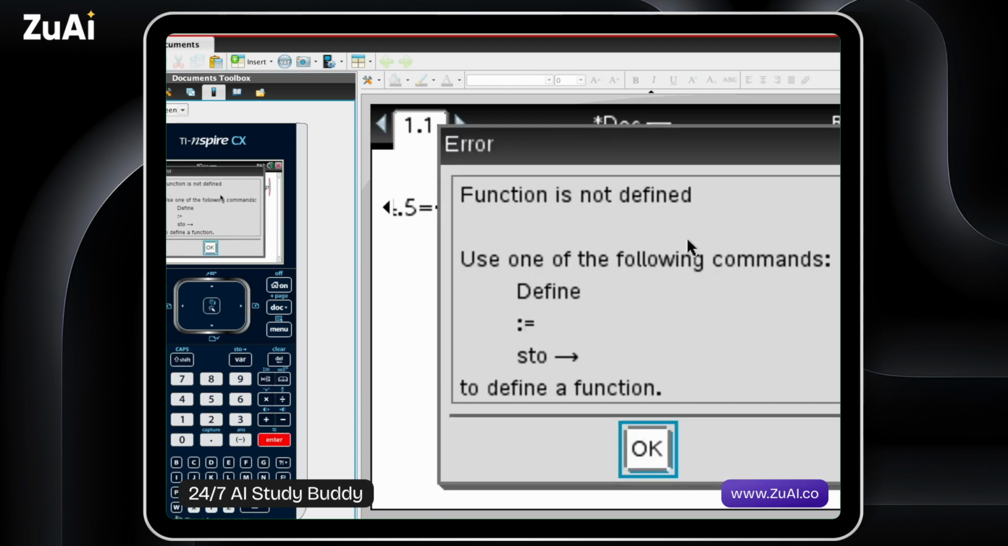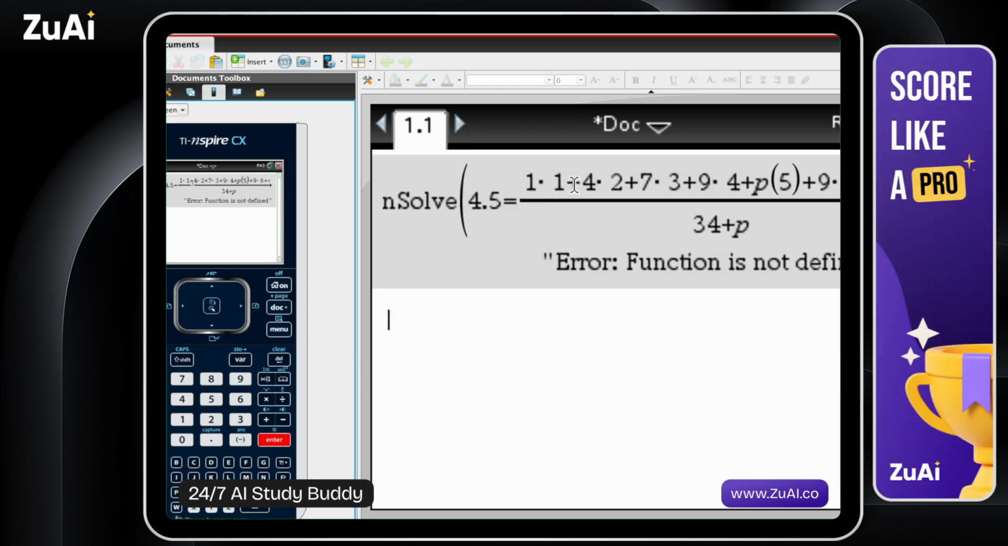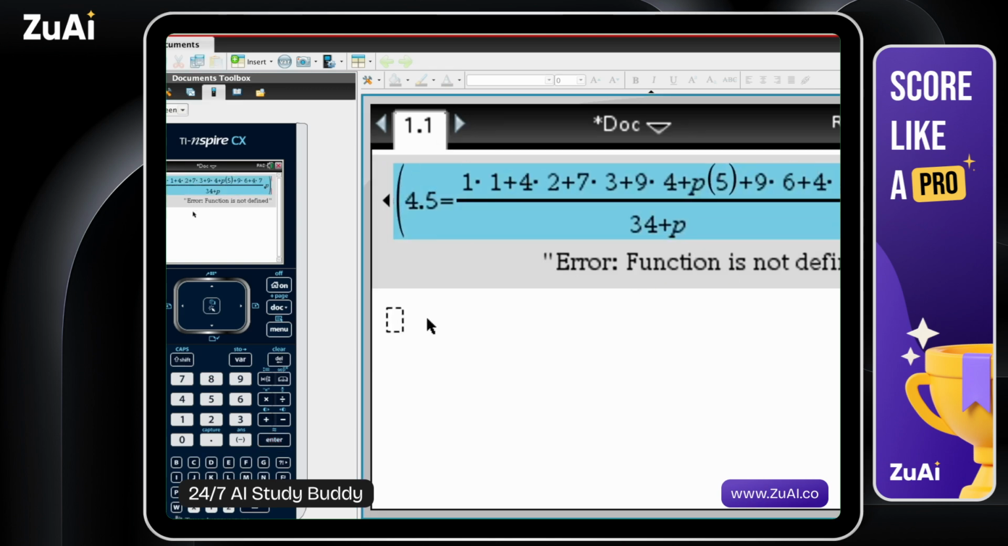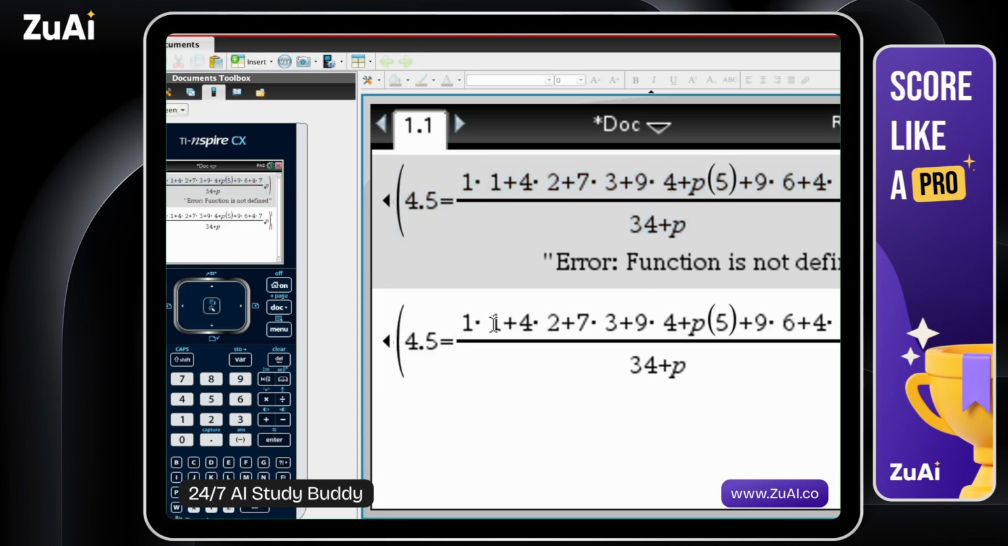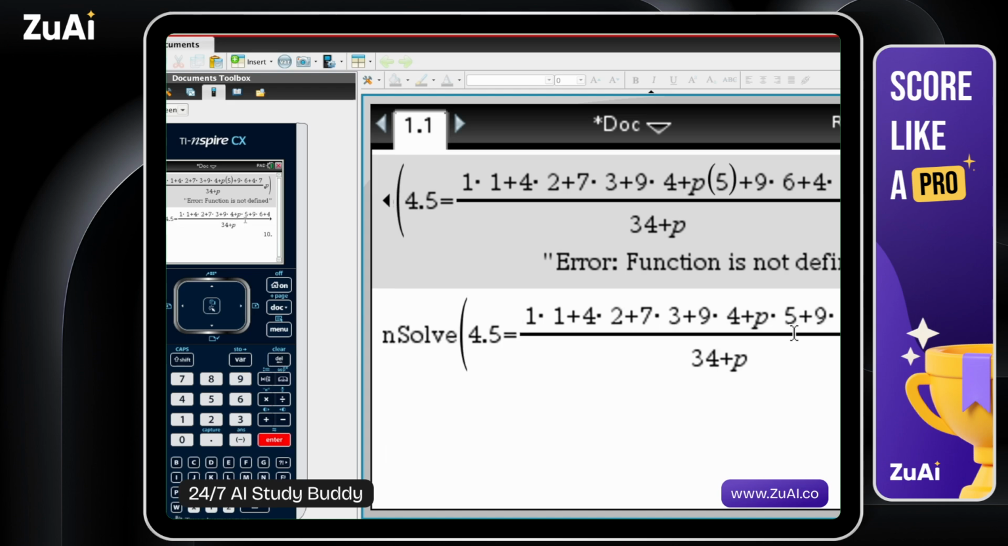All right, function is not defined. Let's see what went wrong. Plus 5 times P. Okay. Let's see, sometimes this is due to the multiplication and brackets right here. There we are. So just be mindful. Okay, so P is equal to 10. What that tells us is there were 10 students that got a grade of 5.